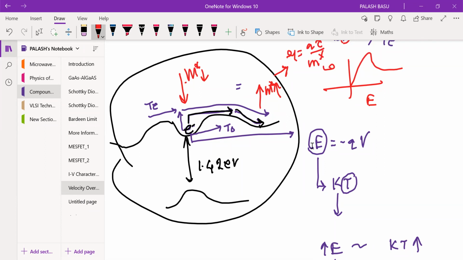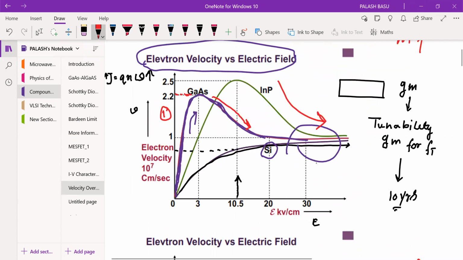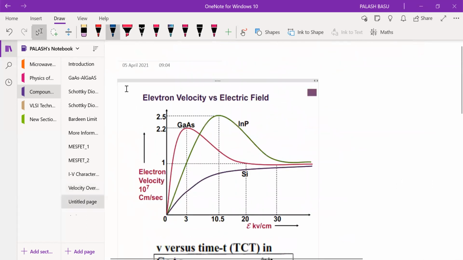This is one of the reasons. Mobility low means, since V is equal to mu E, velocity is low. So velocity low means it comes back to the low velocity region. That's what we are saying. So this is my high velocity region and this is my low velocity region. We actually started this yesterday, in the last class.